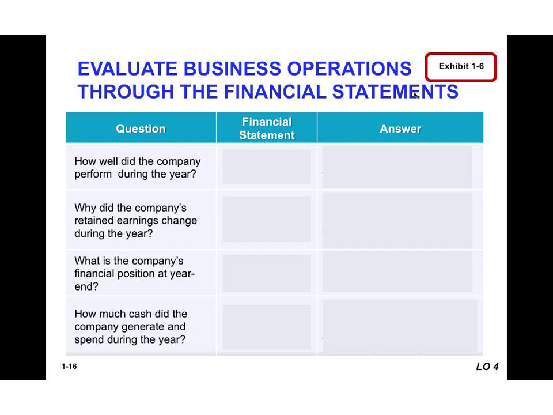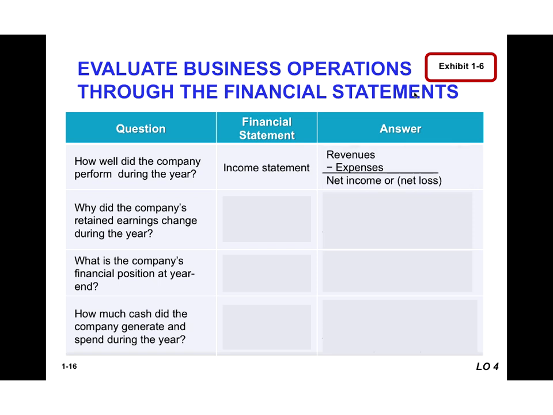But this is Exhibit 1-6 in your book. It is also in the PowerPoint slides. So if you don't catch the whole one, that's fine. How well did the company perform during the year? That's the question. We're going to look at the income statement for that answer.